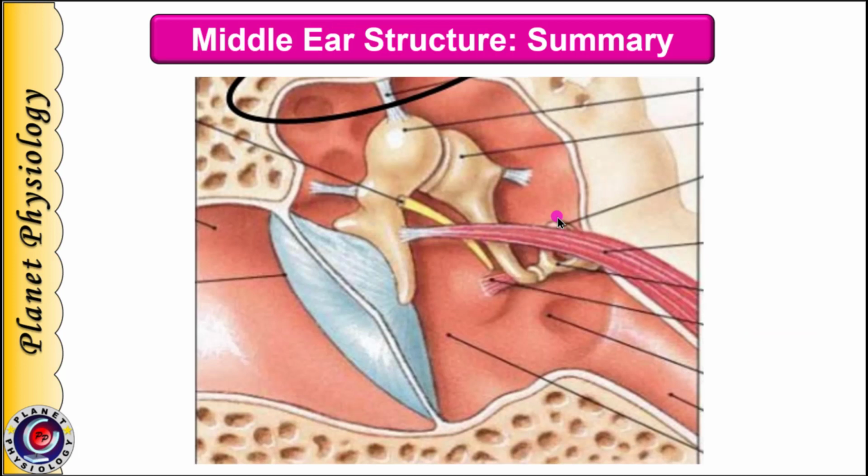Now let us quickly revise the important points in the structure of the middle ear. The middle ear has three ossicles, namely malleus, incus and stapes, and they form the link between the tympanic membrane and the oval window. The muscle tensor tympani is attached to the malleus and its contraction makes the tympanic membrane tense. Stapedius is attached to the stapes and its contraction makes the oval window stiff. The eustachian tube connects the middle ear cavity to the atmospheric air.